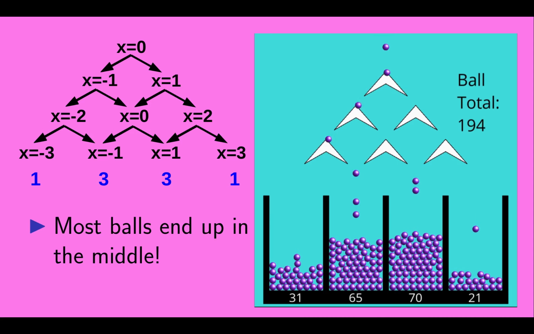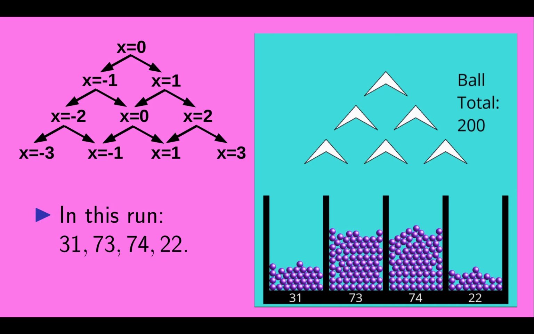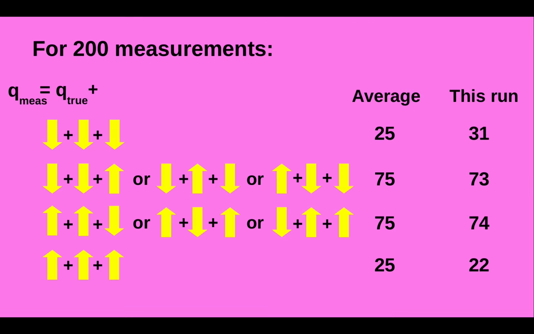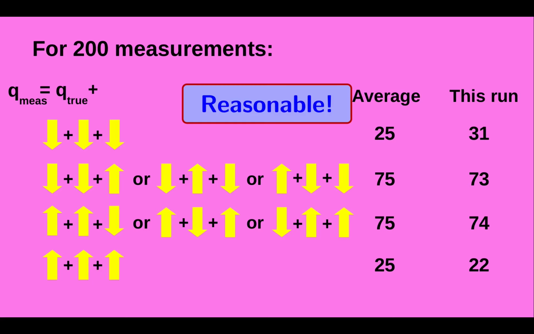Note that most balls end up in the middle, as more paths lead there. This will be a continuing theme. In this run, we had 31, 73, 74, and 22 balls in the respective bins. Here's how those results, both what we obtained here and the average, come into the relation between Q measured and Q true. Most of the time, the errors partially cancel, like we saw in the 2-step case. And the results we got in our simulation were reasonable given what would be expected on average.